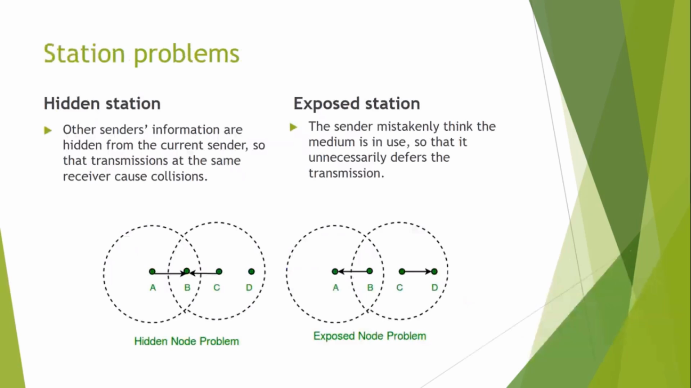Next I'm going to talk about the station problem. It can be divided into the hidden station and the exposed station. In the first one, other senders' information is hidden from the current sender, so transmissions to the same receiver cause collision. I have shown a graph here to identify the problem. Next one is the exposed station. The sender mistakenly thinks the medium is in use, so it unnecessarily delays the transmission. I have shown a graph of the exposed station problem as well.